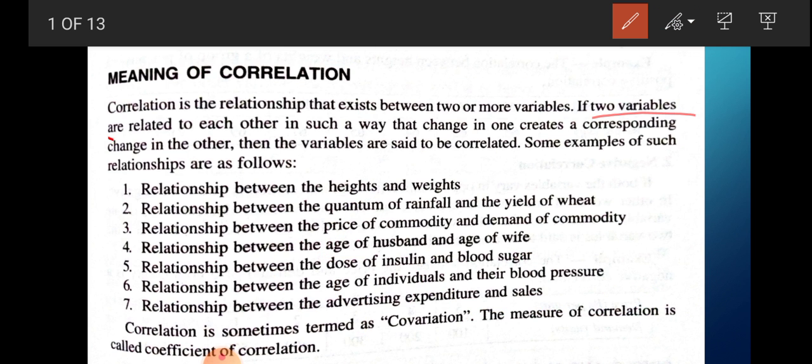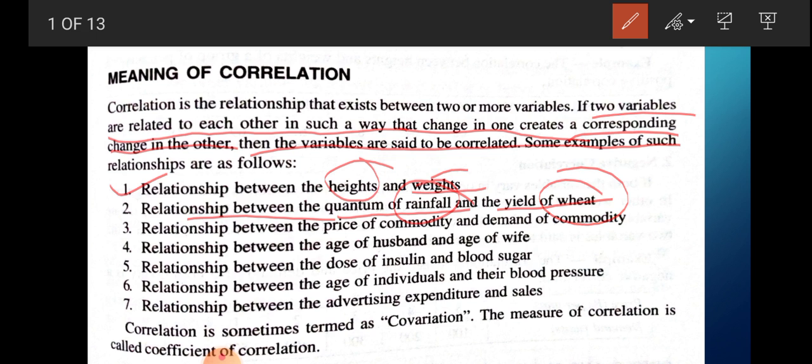If two variables are related to each other in such a way that a change in one creates a corresponding change in the other, then the variables are said to be correlated. Some examples: the relationship between height and weight. If height is more, then weight will be a little bit higher. Similarly, the relationship between quantum of rainfall and yield of wheat. If rainfall is good, then the production of wheat will also be good. If rainfall is less, then the production of wheat will also be less.